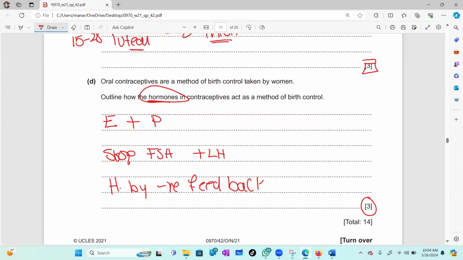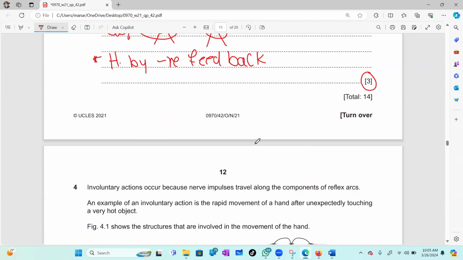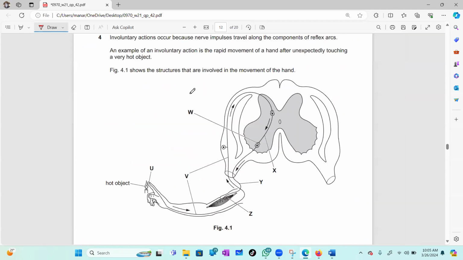If you did not say this last sentence, you still take a 3 out of 3, because you mentioned all the hormones. But the model answer is that these contraceptive pills will contain estrogen and progesterone. When those two are at high levels, the brain will not produce the follicle stimulating hormone and the luteinizing hormone. So no growth of follicle, no ovulation, no pregnancy. And this can be an example of homeostasis by negative feedback. Okay, good. Now, question 4, most of you also did this question correctly.